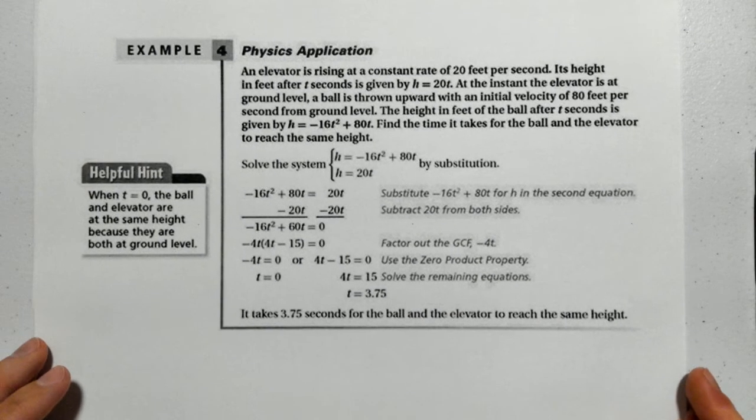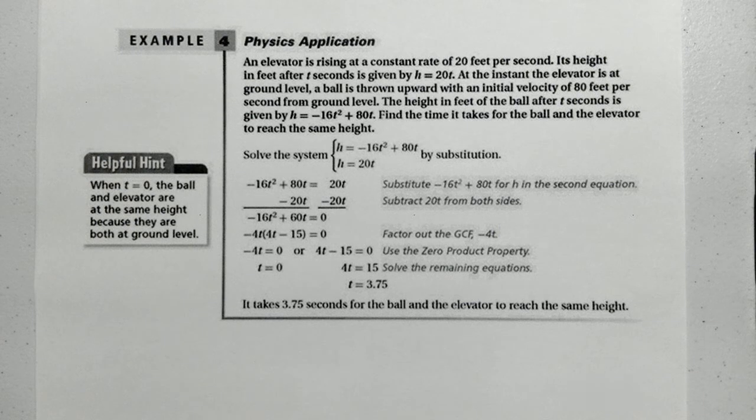So now we're going to go ahead and look at example 4. So in example 4, it says an elevator is rising at a constant rate of 20 feet per second. Its height in feet after t seconds is given by h equals 20t. At the instant the elevator is at ground level, a ball is thrown upward with an initial velocity of 80 feet per second from ground level. The height in feet of the ball after t seconds is given by h equals negative 16t squared plus 80t. Find the time it takes for the ball and the elevator to reach the same height.